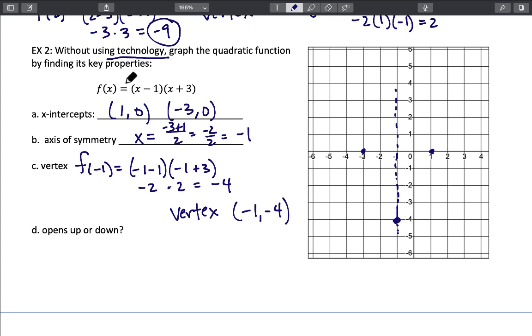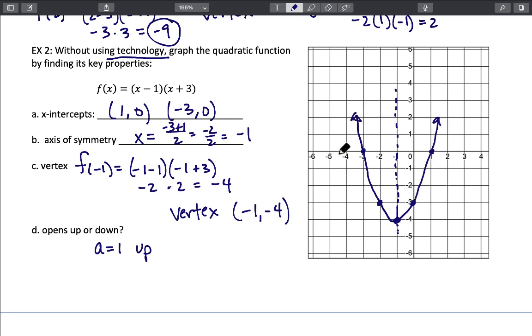I know that my a value here is positive 1, so because a is equal to 1, and it's greater than 0, it opens up. And this also tells me that I can move to the right one and up 1 point, and to the left one up 1 point, because it's symmetric. And now I have enough points to graph my parabola.